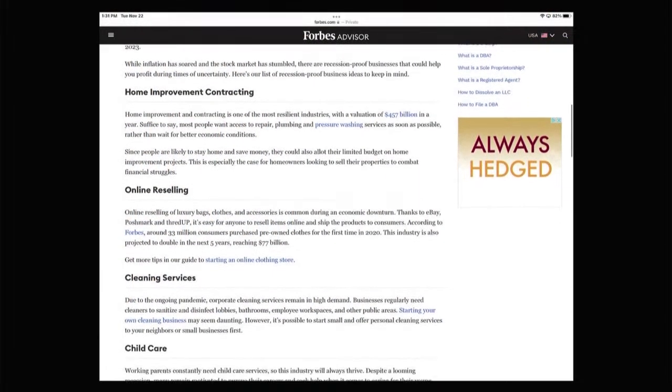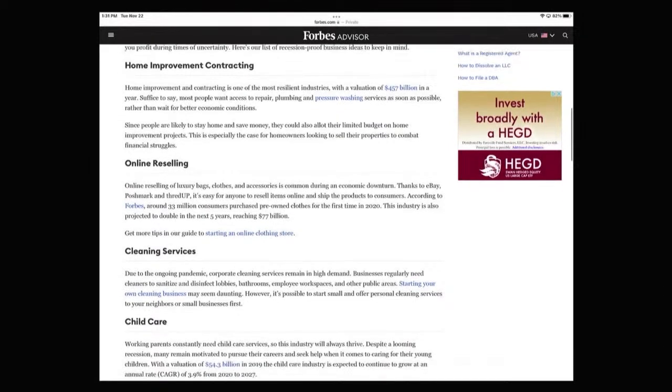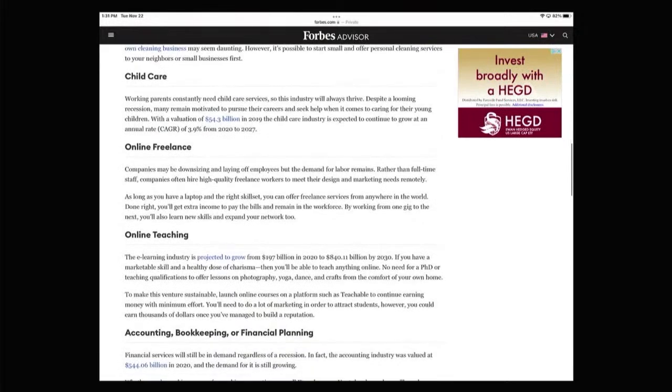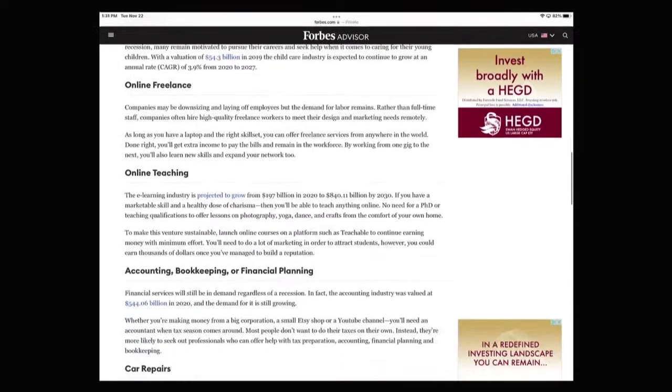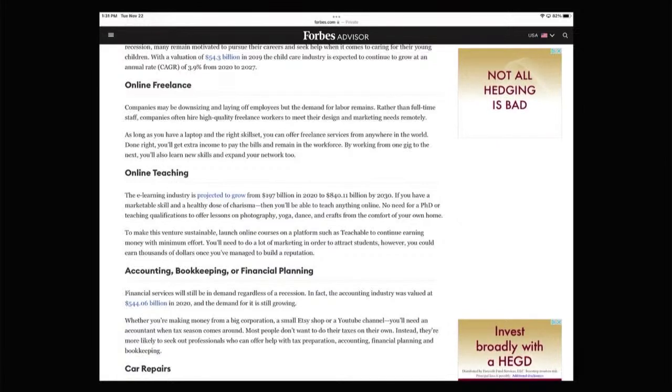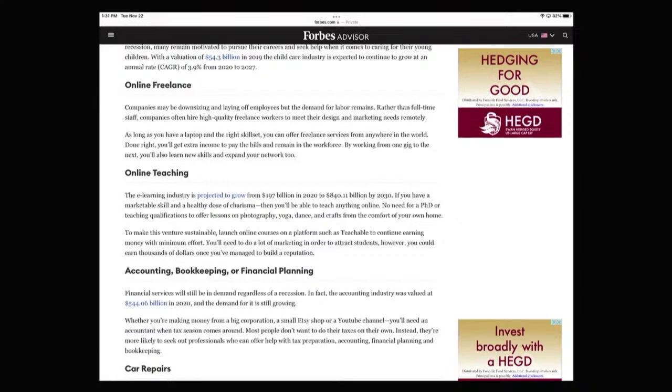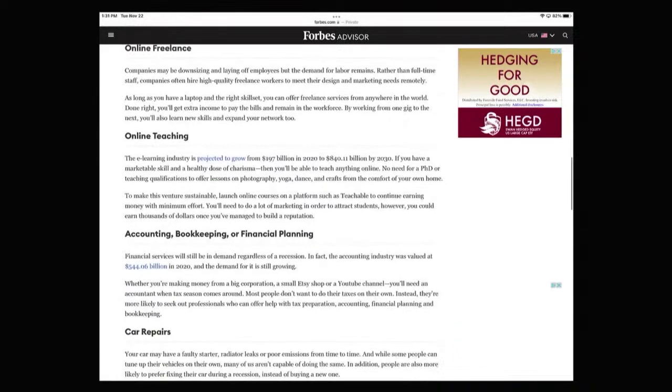All right. So Forbes, we have 10 recession-proof business ideas. So let's look at some business ideas. What does Forbes say? Home improvement contracting. All right, we just went through that. Oh, you guys can't see on the screen. So home improvement contracting, right? Online reselling. What? Online reselling. Okay. Cleaning services, childcare, online freelance, online teaching. Look at that. Online teaching. The e-learning industry is projected to grow from 197 billion in 2020 to 840.11 billion by 2030. So we are actually in 2022 right now, right? And so we are increasing. If you have a marketable skill and a healthy dose of charisma, then you'll be able to teach anything online, right?